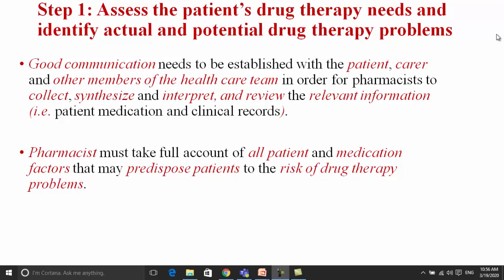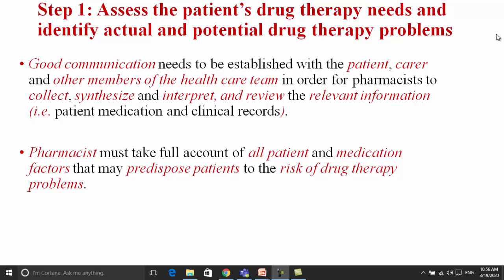Let's talk about each step in detail. In step one, as we previously said, pharmacists should assess the patient's drug therapy needs and identify actual and potential drug therapy problems. Here, good communication needs to be established with the patient, carer and other members of the healthcare team. As I said previously, you are, as a pharmacist, working as a member of the healthcare team. You are not working in a vacuum. You are not working alone.